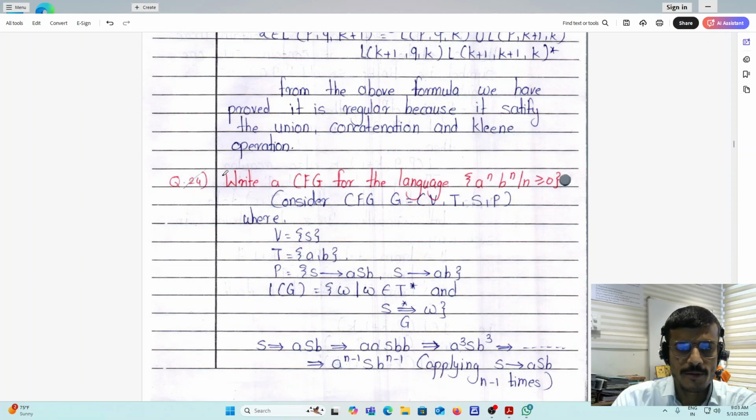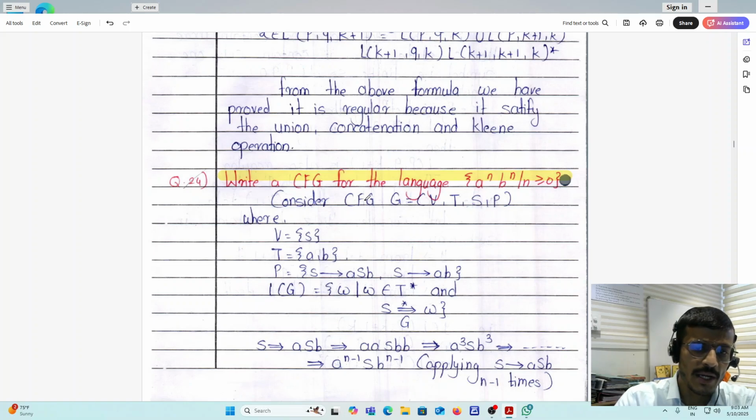So the very first question which is remaining is: write a CFG for the language a raised to n b raised to n, where n is greater than or equal to 0. That is the first question. So basically, as given, we have to find the context free grammar for the given language.